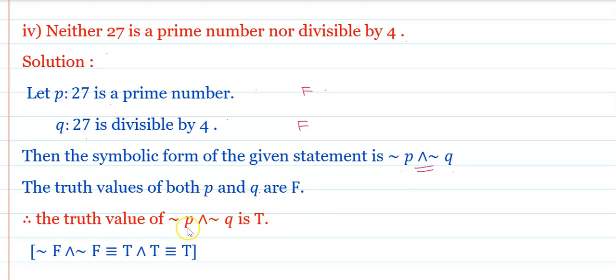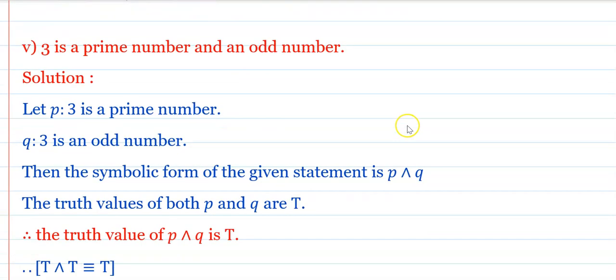Therefore, the truth value of negation of P and negation of Q is true. How is it? Negation of F and negation of F. What is negation of F? It is true. And here also, negation of F means again true. T and T, then you will get T. And hence, the truth value of this statement is true.